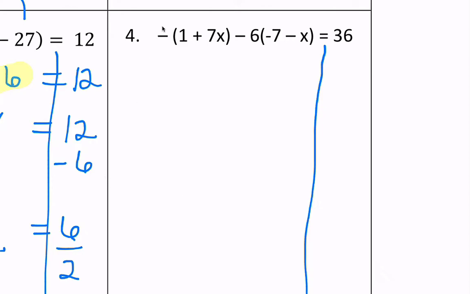Remember, when you have a negative outside the parentheses, it means to do the opposite of everything on the inside. So I'm going to treat this as the opposite of a positive one. So the opposite of a positive one is a negative 1. Then I'm going to do the opposite of a plus 7. The opposite of a plus 7x is a minus 7x.